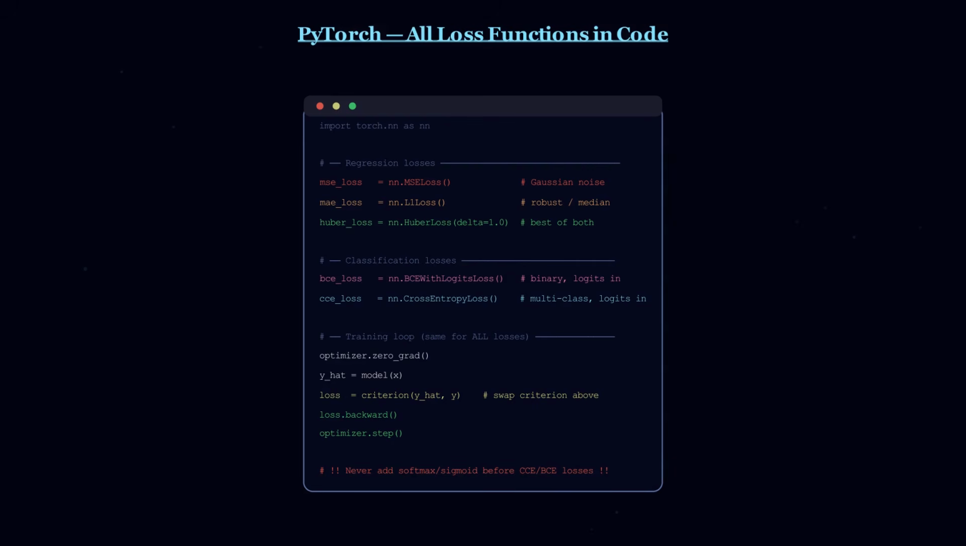One critical detail. CrossEntropyLoss and BCEWithLogitsLoss both expect logits. Never add a sigmoid or softmax to your final layer when using these losses. The losses apply the activation internally for numerical stability. Adding it externally causes gradient issues and slower convergence.